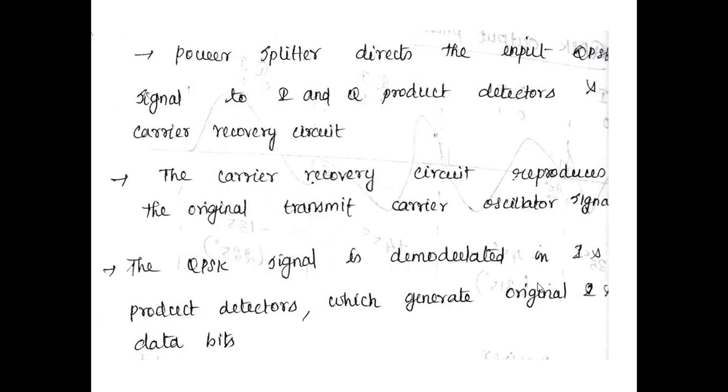The power splitter directs the input QPSK signal to the in-phase and quadrature product detectors and the carrier recovery circuit. The carrier recovery circuit reproduces the original transmitted carrier oscillator signal. The QPSK signal is demodulated in the product detectors, which generate the original I and Q data bits.